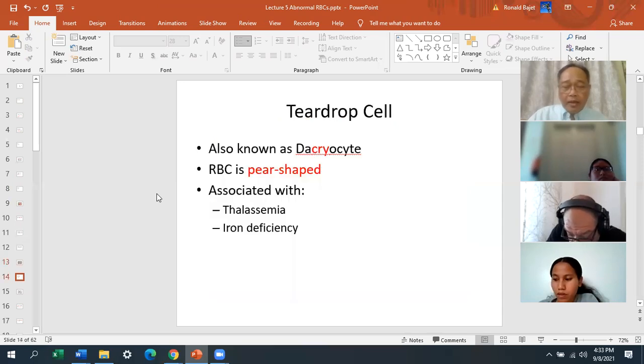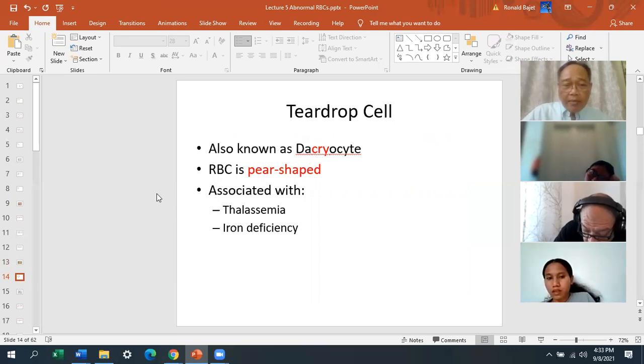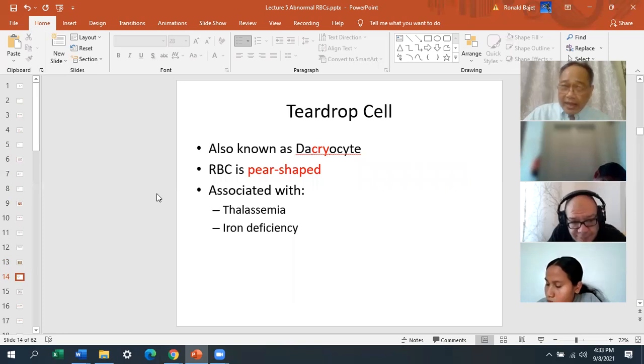Remember that. The next one is teardrop cell. Just like the term, teardrops look like tears. Okay. So I'm going to be asking you the alternate names of these cells. The acanthocyte and the spherocyte don't have alternate names, but the teardrop cell has an alternate name. It's also known as dacryocyte.